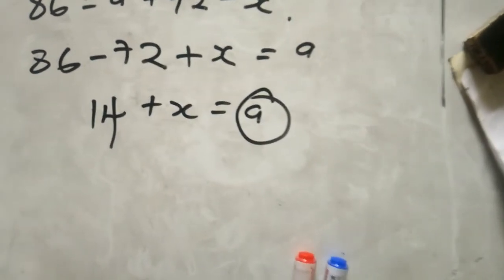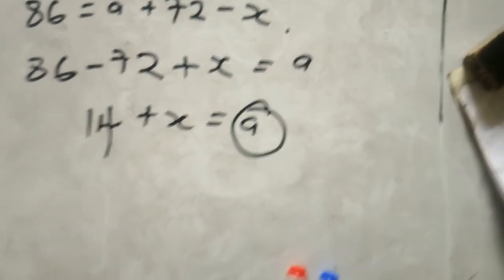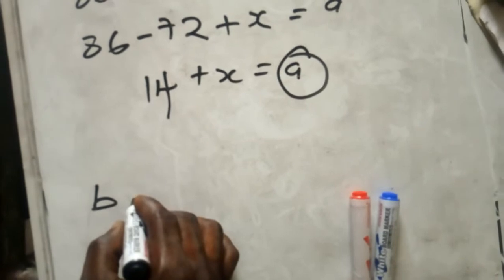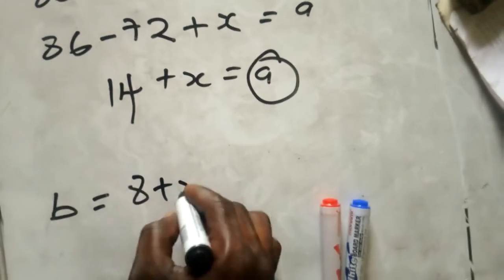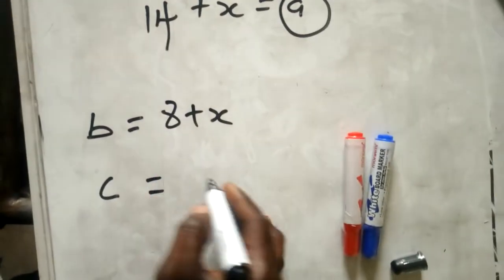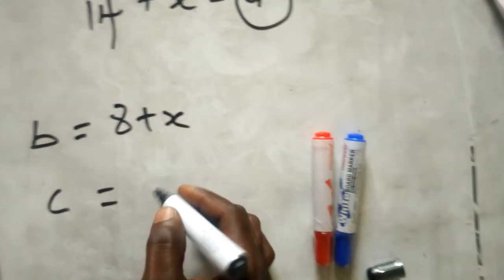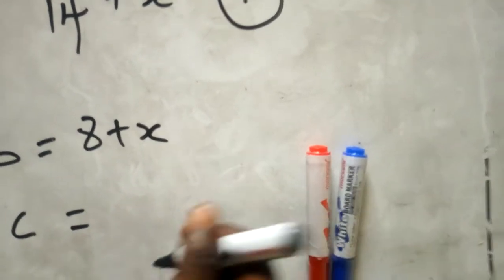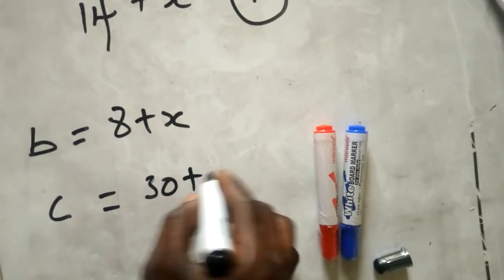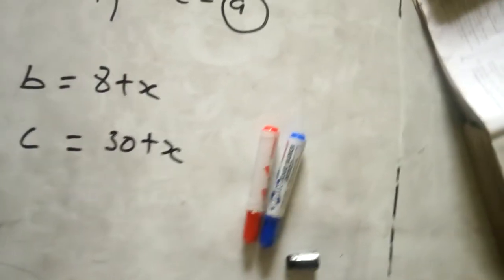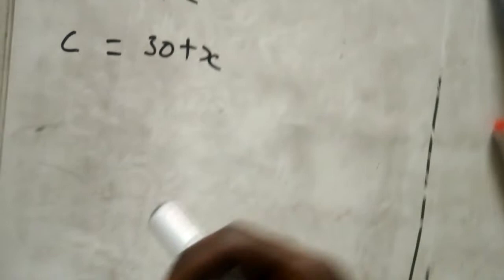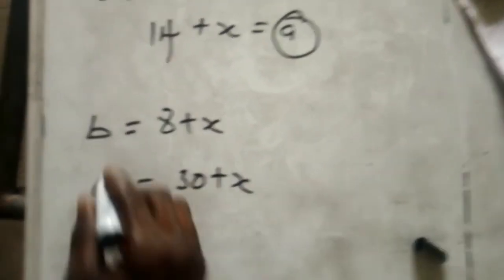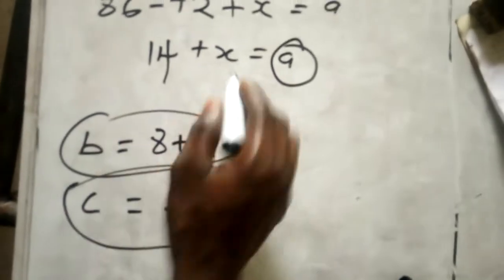Okay, I believe you are there, right? So I'm having B to be equal to, what did you get? Equal to 8 plus S here, and then C also to be equal to 30 plus S. Okay, 30 plus S. If you are wrong or you are correct, just comment in the comment section below. Is that okay? So that should be C. So C is 30 plus S, and then B is that, and then A is also this, right? That is it.